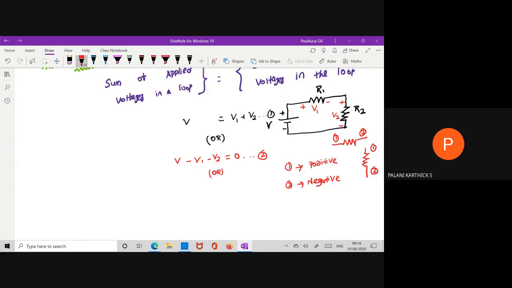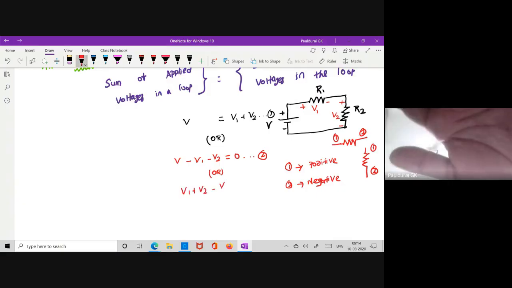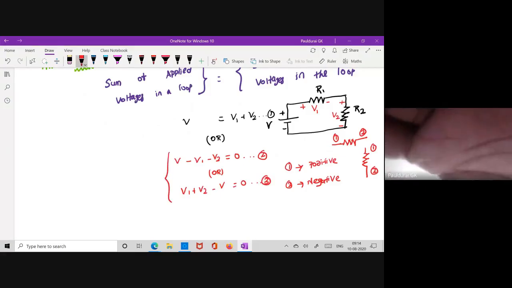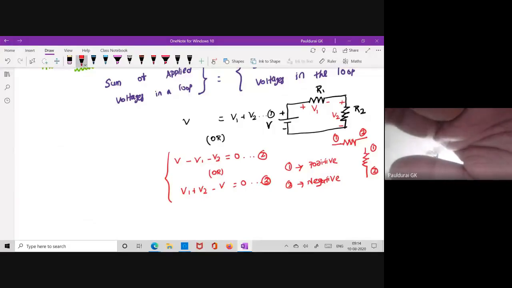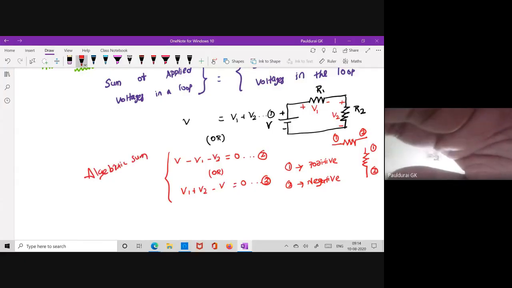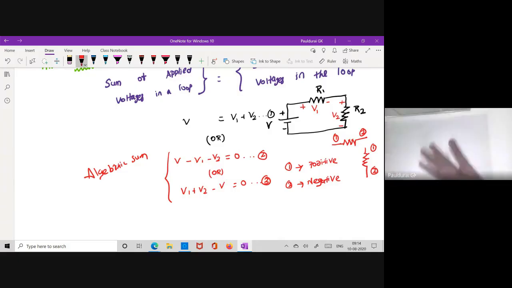Otherwise, anyone? V1 plus V2 minus V is equal to 0. Yeah, thank you. V1 plus V2 minus V equal to 0. Equation number 3. Now, what are equation number 2 and 3? Any idea? Anyone? Please come up. Actually, this is called algebraic sum. You know what algebraic sum is in KCL, right? If you assume entering current as positive, then you assume leaving as negative, and vice versa, right?